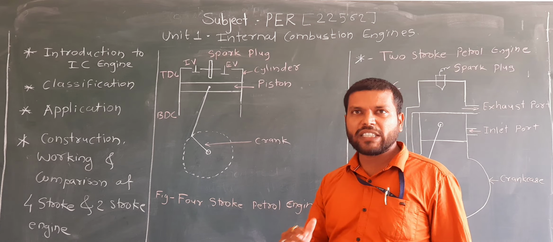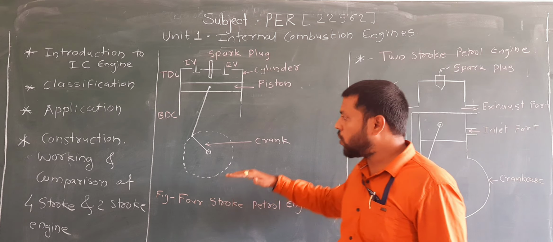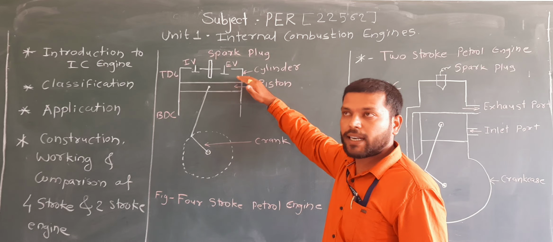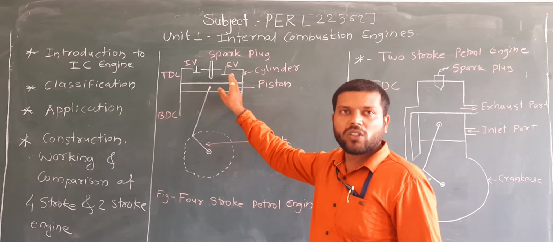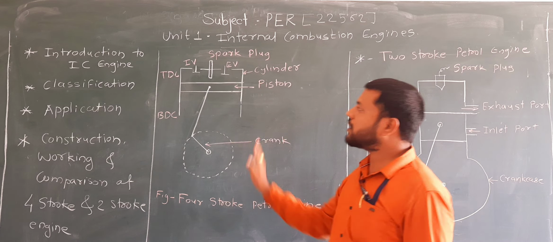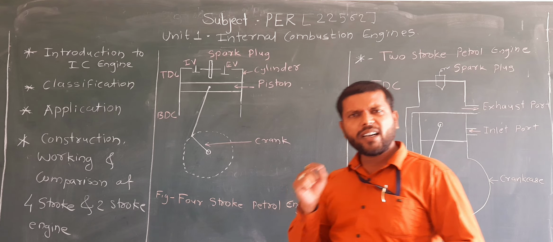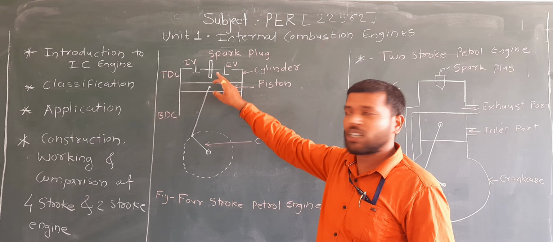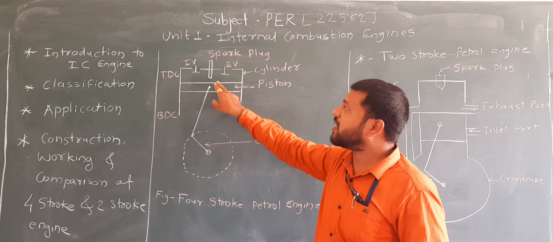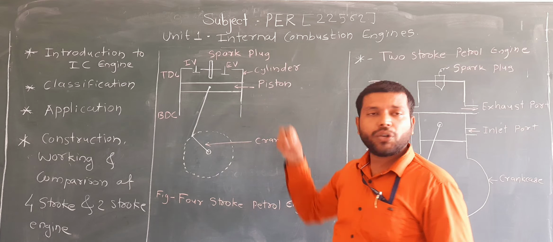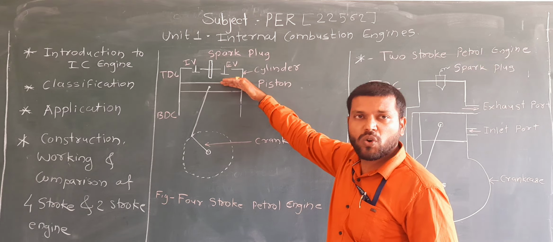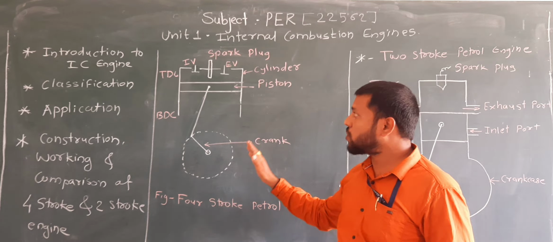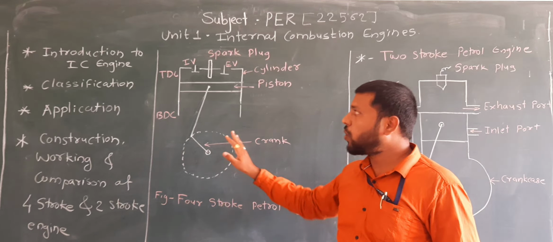Now, second stroke, compression stroke. In the compression stroke, the piston moves from bottom dead center to the top dead center. In this stroke, both valves remain closed. The third stroke is expansion. At the end of the compression stroke, the spark is produced. Therefore, due to the force, the piston moves from top dead center to the bottom dead center. In this stroke, both valves remain closed.